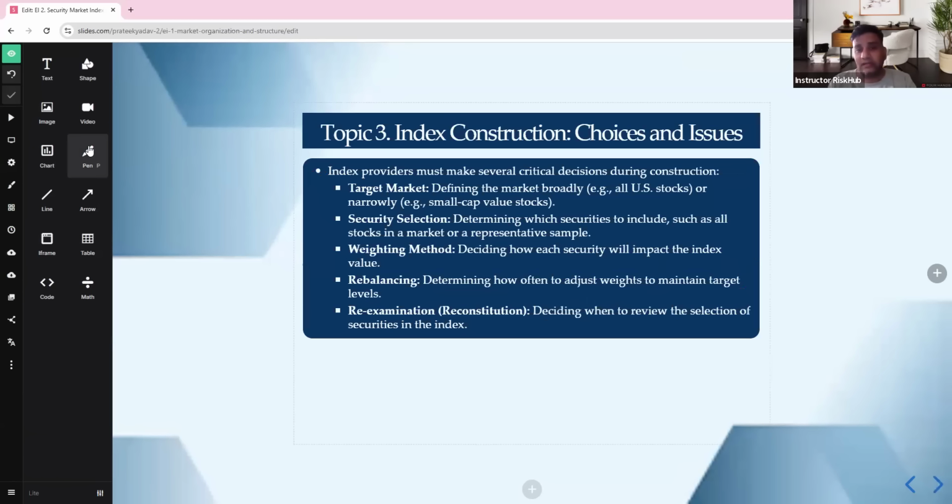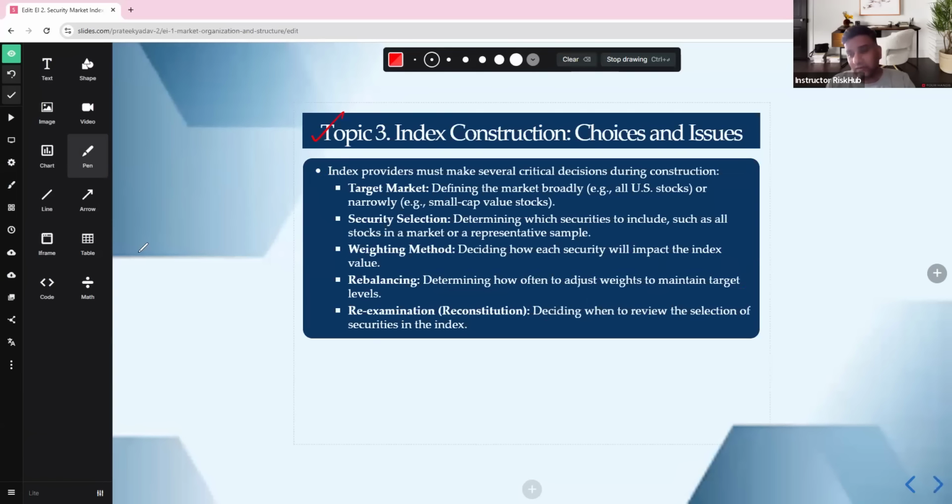Then we get into index construction, choices and uses. This is where index providers make their decisions. You have target market, security selection, weighing method, rebalancing, and reconstitution, right? Target market, what are we tracking? Broad, all US stocks, or narrow, right? Small cap value stocks, right? This defines your investment universe.